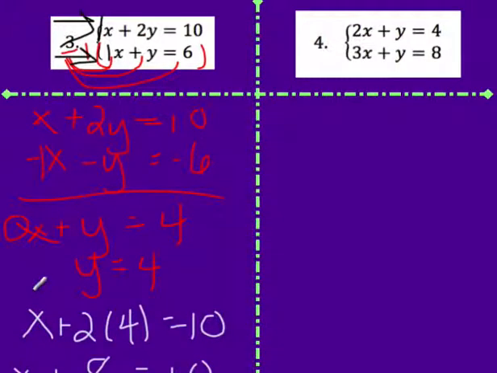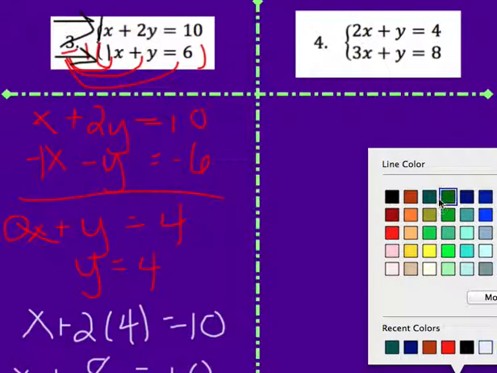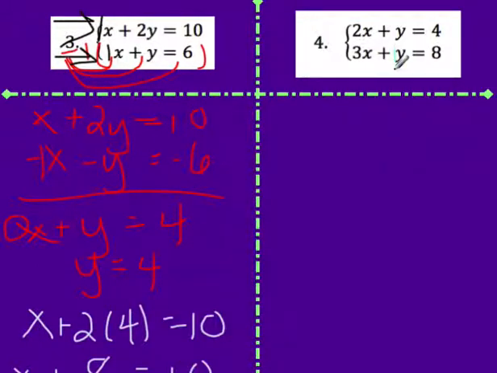Taking a look at number 4. So for number 4, I notice that on my y's, I have the same coefficient, but I don't have the opposite signs. So I want to do exactly like I did on number 3. I'm going to take the second equation. You could take the first if you wanted to. I'm just going to take the second equation, and I'm going to make it negative. So I'm going to multiply everything by a -1, even the thing that's farthest away, even that 8.